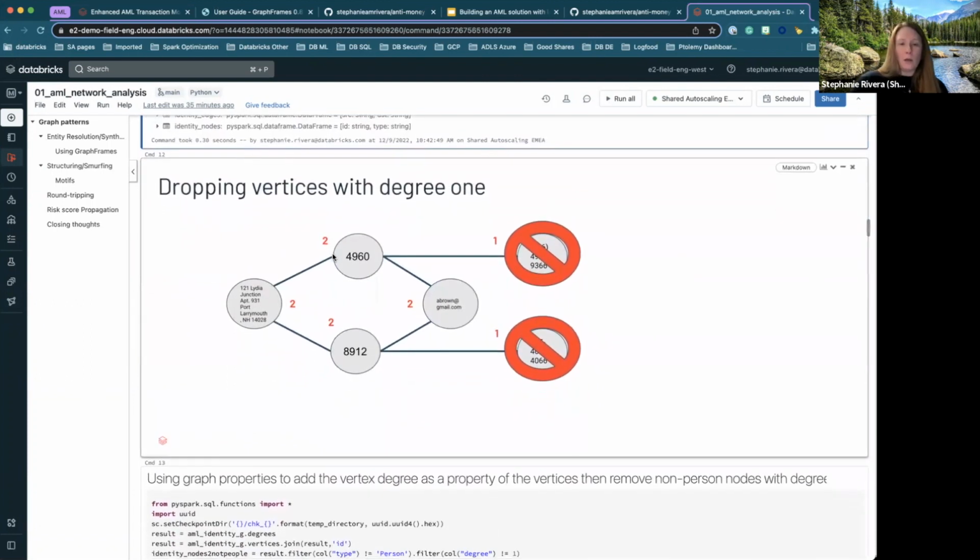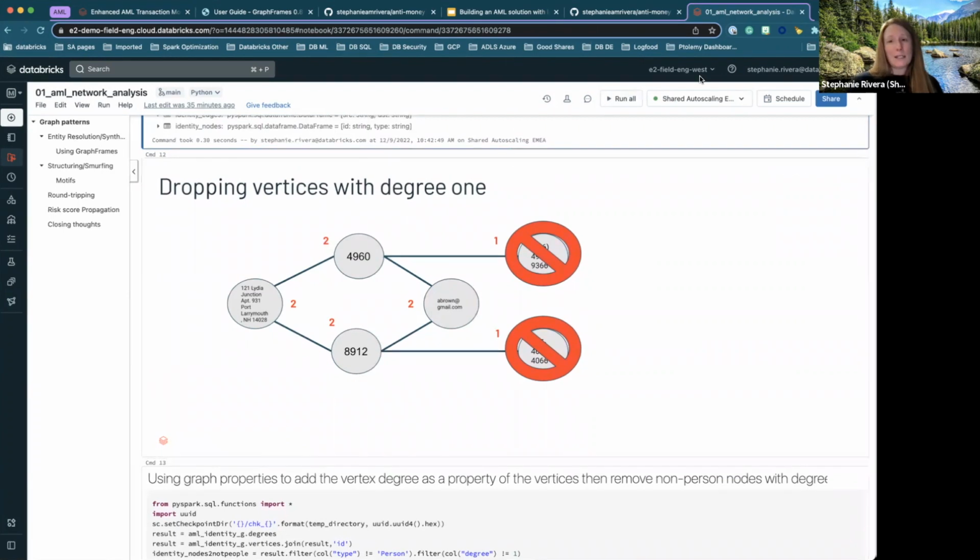So now I'm saying that we need to drop all the vertices with degree of 1. You can see here that would only include, in this specific subgraph, the phone numbers. Ideas on why we would want to do that? Why are these vertices that only have a degree of 1 not actually important for what we're doing?